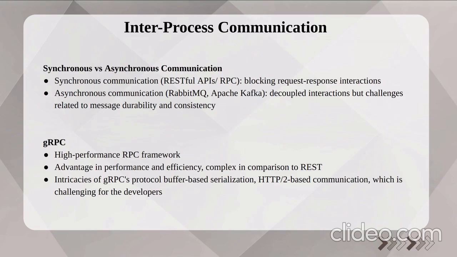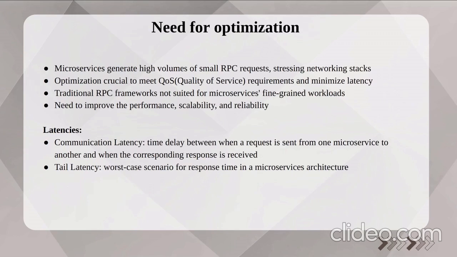The microservices communicate with each other with the help of RPCs, or remote procedure calls. There are mainly two methods of communication, synchronous and asynchronous. The current state of the art method used in the RPC framework is gRPC, which is developed by Google. It is a high performance RPC framework, but it is quite complex in comparison to the REST API. Also, the protocol buffer based serialization used by gRPC has a lot of intricacies, and the HTTP version 2 based communication can be quite challenging for developers. So there is a definite need for optimization.